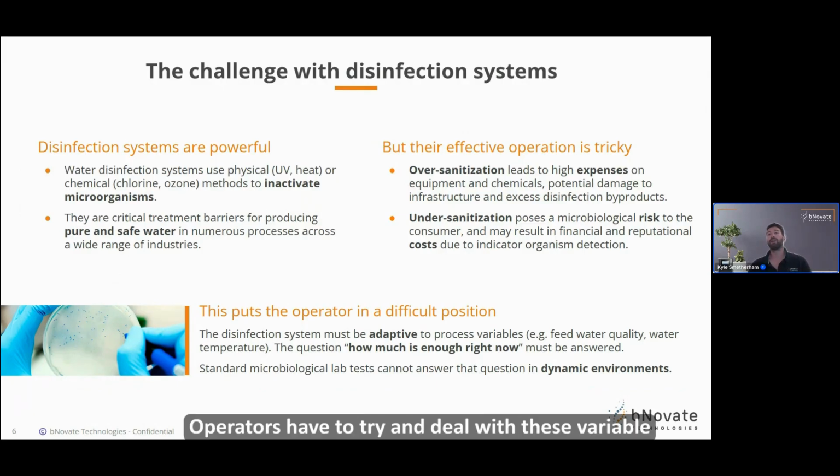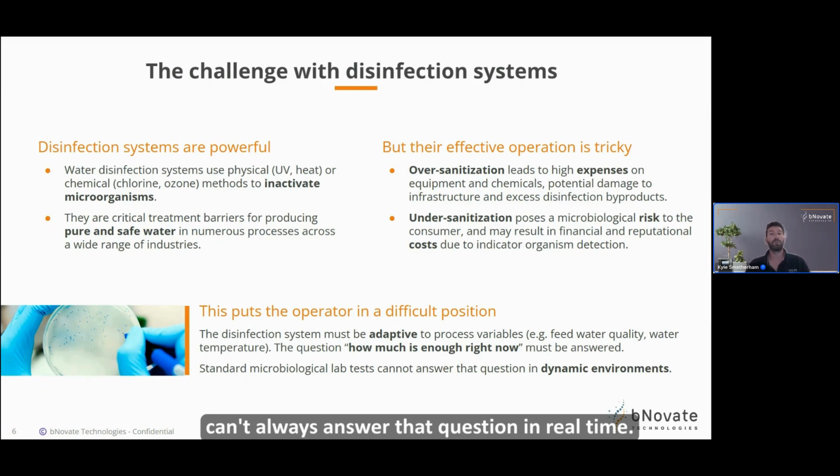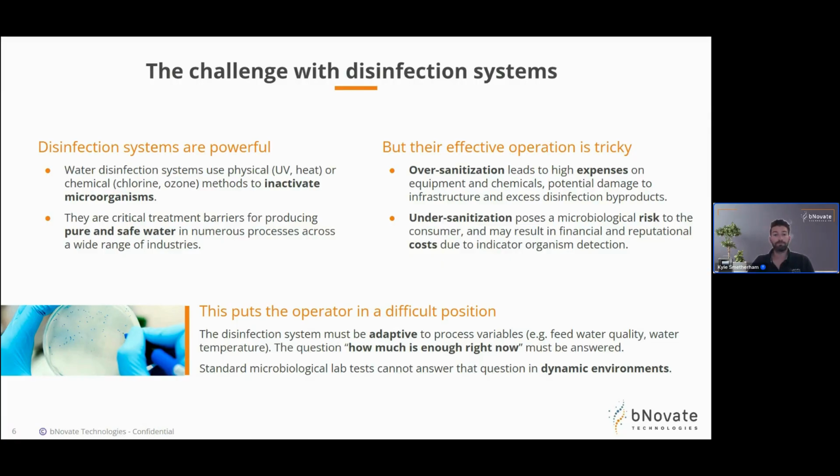Operators have to try and deal with these variable conditions. So changes in feed water quality, for example, changes in temperature throughout different seasons, or maybe changes in upstream processes. And at the end of this, they have to ask how much is enough right now. Unfortunately, standard microbiological tests can't always answer that question in real time. And that's where things like flow cytometry can add a lot more value.